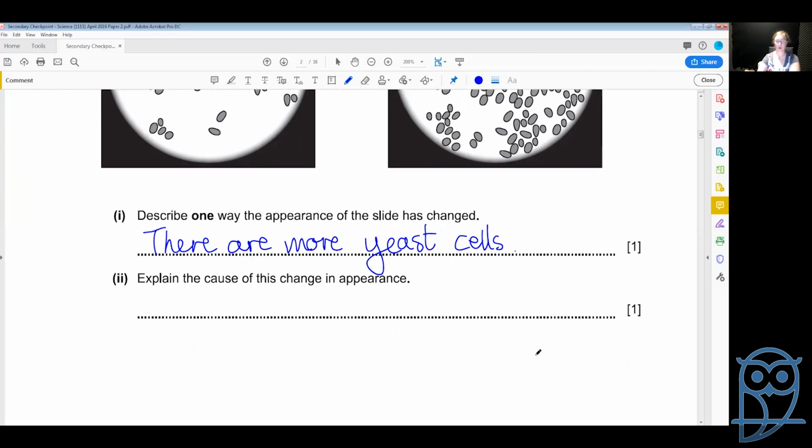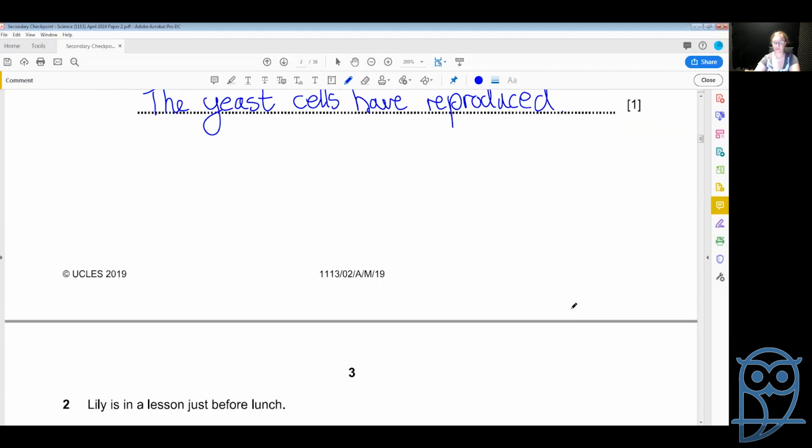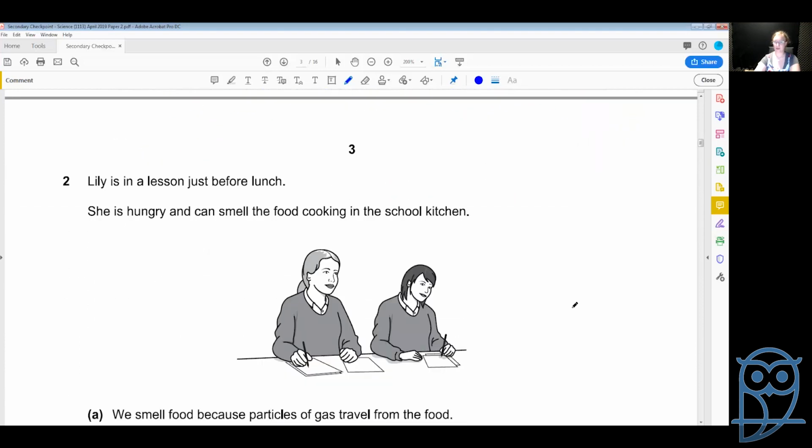And explain the cause of this change in appearance. They've reproduced. Okay. If you guys have a question or you want me to stop at a question and explain it further, you're welcome to let me know.